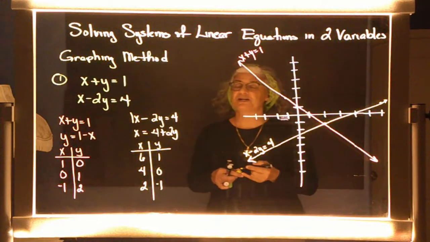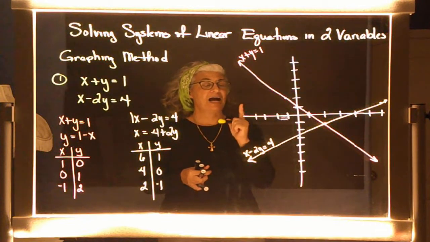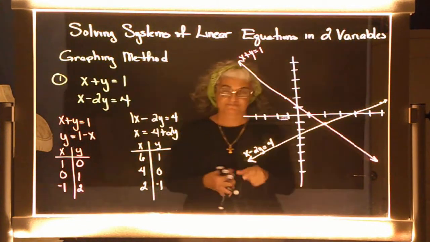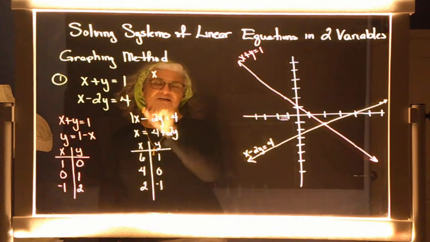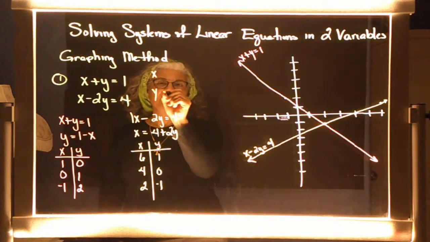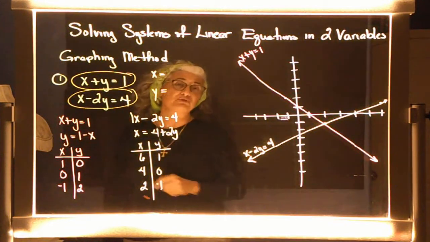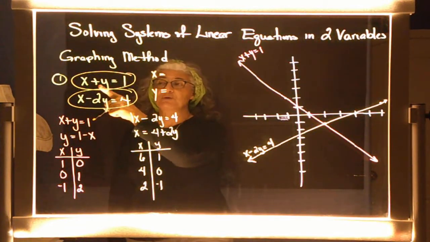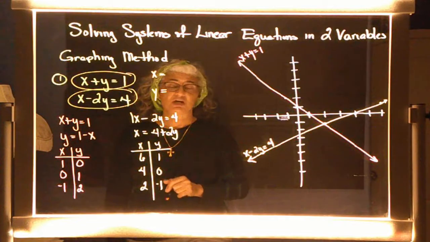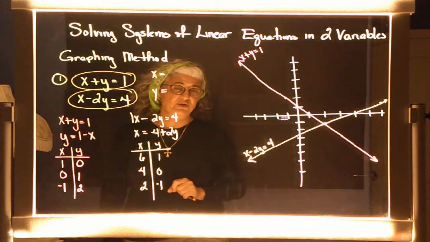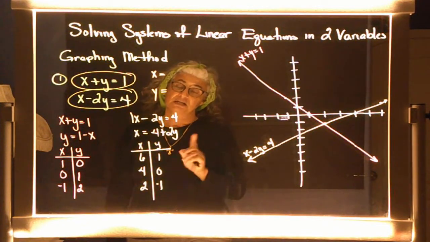Good? All right. So here's the deal. I am trying to solve this system, which means I am trying to find a number for x and a number for y that is going to actually make both of these equations true. When I plug it into the first one, x plus y, whatever they are, better equal 1. When I plug that x and that y into the second equation, x minus 2y, whatever I plug in, better equal 4. Got it?